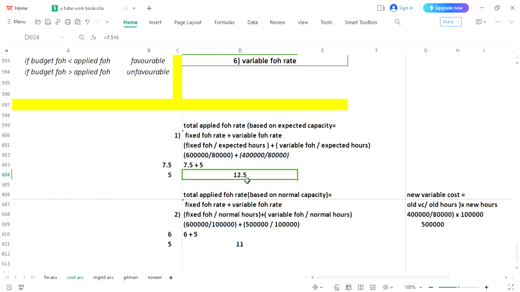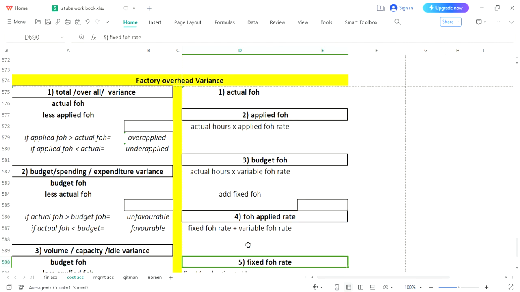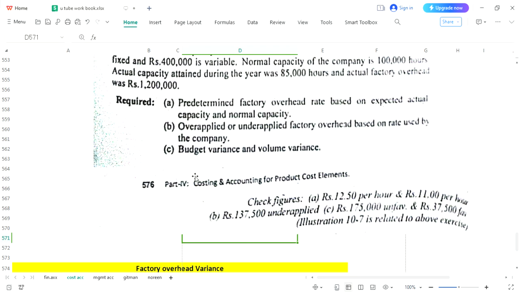12.5 is here, 11 is here. Both rates are calculated. It means first part has been completed. Now next requirement we can see over or under applied. For that purpose we will be looking at here. Actual capacity attained was 85,000 hours. These are actual hours, and actual FH is 12 lakh.